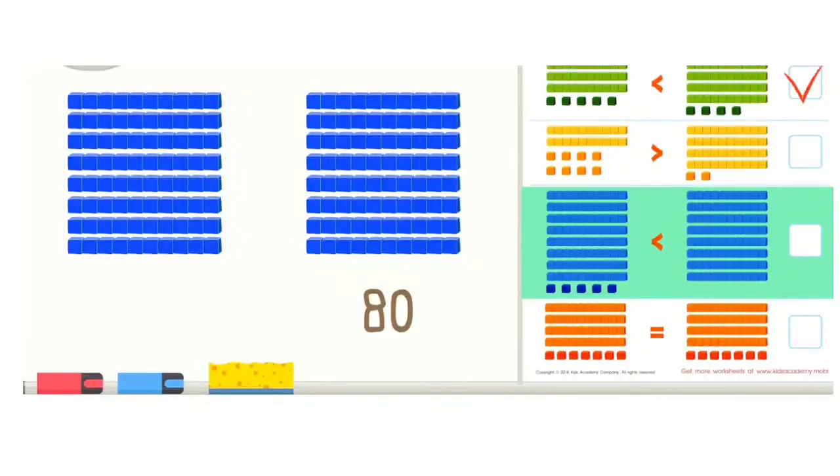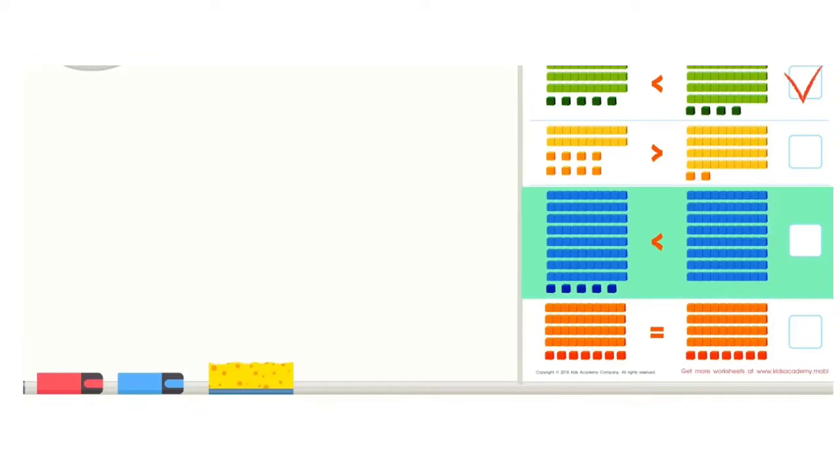But the number on the left also has 1, 2, 3, 4, 5 cubes, making it 85: 81, 82, 83, 84, and 85. So the number on the left, 85, is larger. But the comparison symbol shows that 80 is larger, and that's not correct. So we can't check this one as correct either. Now let's look at the last problem.